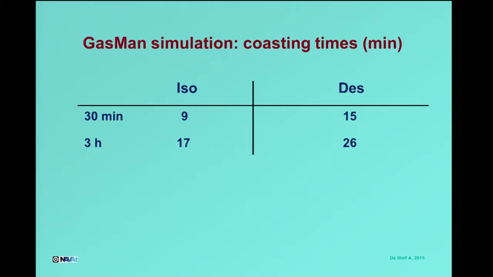A little bit more simplified: 9 minutes for iso short anesthetic. For long anesthetic, 17 minutes. In other words, duration of anesthesia increases coasting time. The same is true for desflurane. When you compare iso and desflurane, coasting time increases with lower solubility.